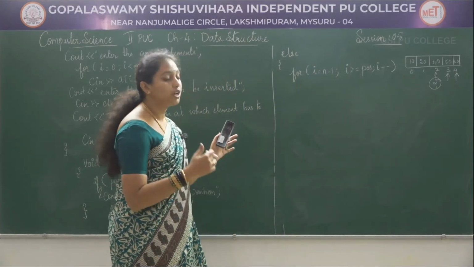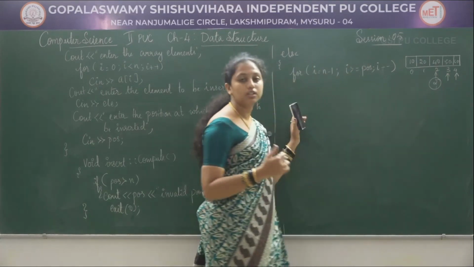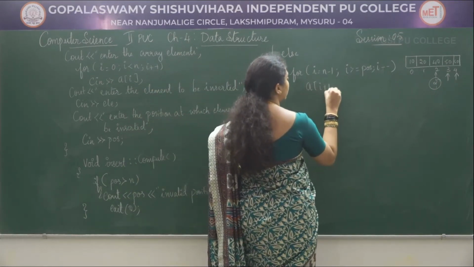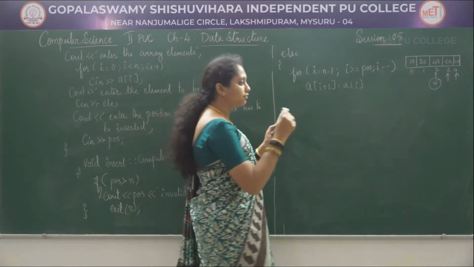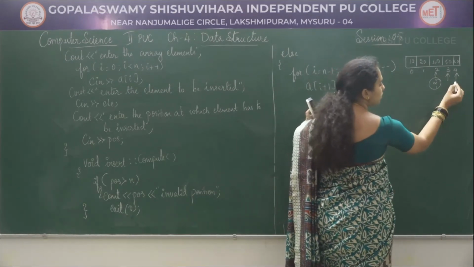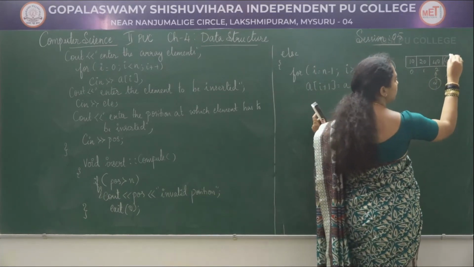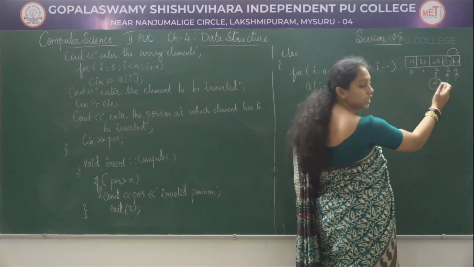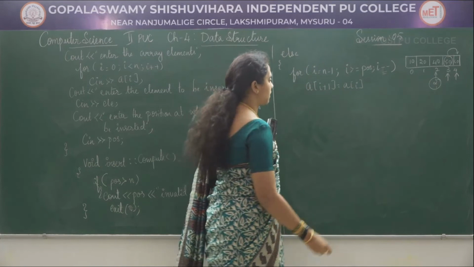So hence we can shift all the elements from the last position till the required position to its next higher position. That is A of I plus 1 is equal to A of I. So after shifting the last element to its next higher position, I have to shift the next lower element, that is the element 50, to its next higher position. For that I have to come to the lower position. For that purpose I have written I minus minus.